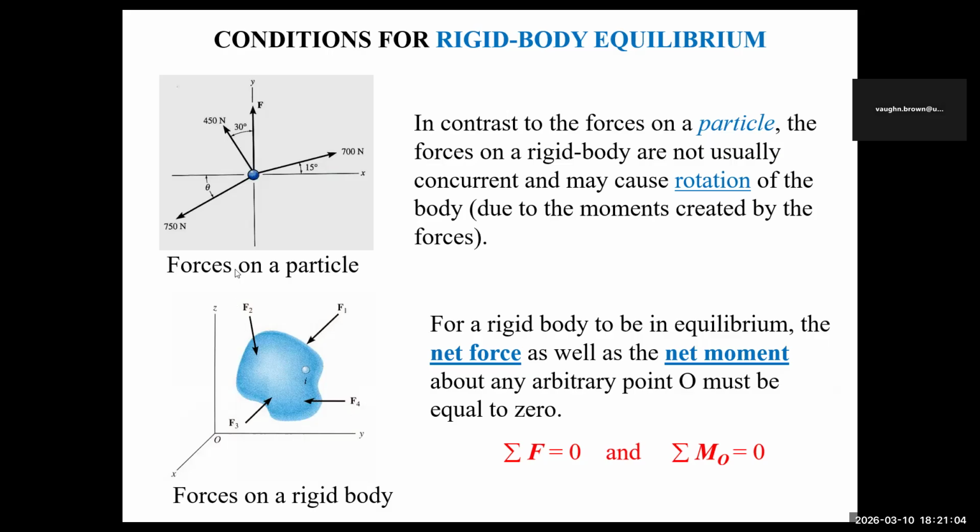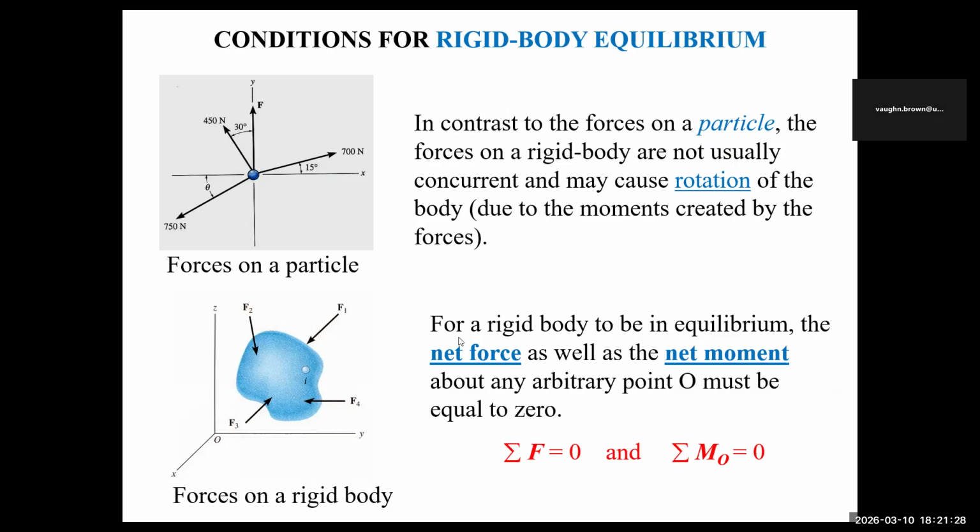The forces on a rigid body are not usually concurrent and may cause rotation, right? So it says, in contrast to the particle, the forces on the rigid body are not usually concurrent and may cause rotation of the body, which is due to what?